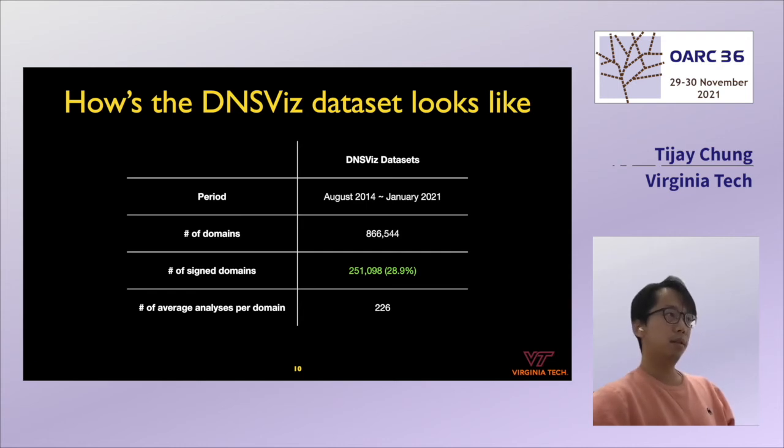So how does the DNSViz data set look? It spans from 2014 to 2021, so it is quite longitudinal. And the number of domains inputted by users is 800,000. And the percentage of signed domains is nearly 30%.